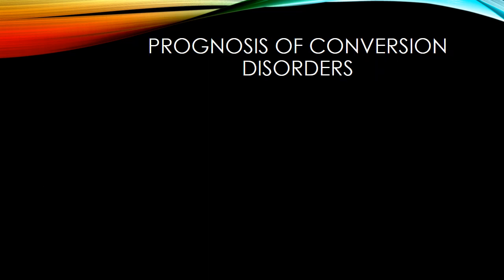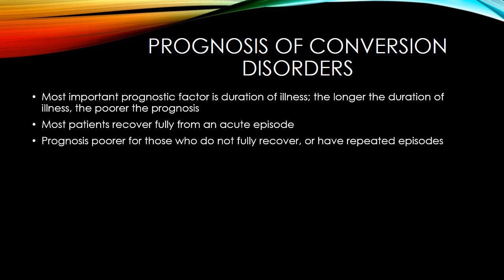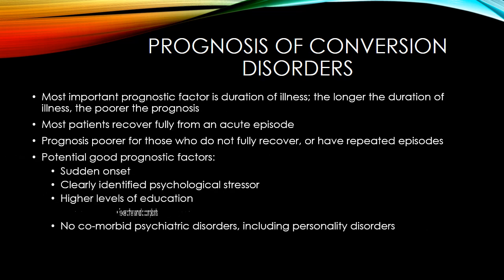What is the prognosis of conversion disorders? The most important prognostic factor is duration of illness. The longer the duration of illness before the patient seeks treatment, the poorer the prognosis. Most patients recover fully from an acute episode. Prognosis is poorer for those who do not fully recover or have repeated episodes. Potential good prognostic factors include sudden onset, clearly identified psychological stressor, higher levels of education, fewer accompanying somatic symptoms, and no comorbid psychiatric disorders including personality disorders.